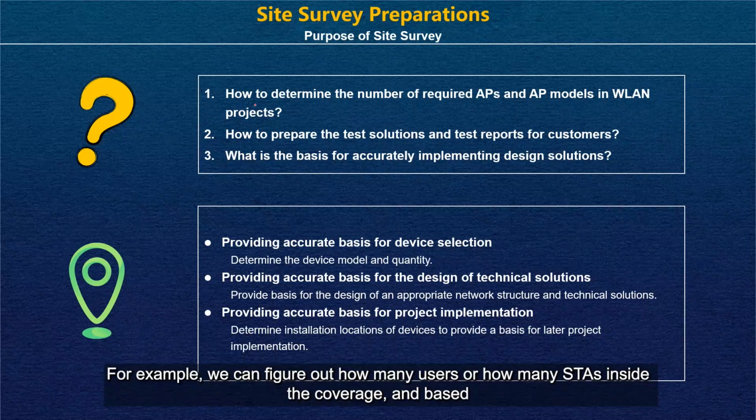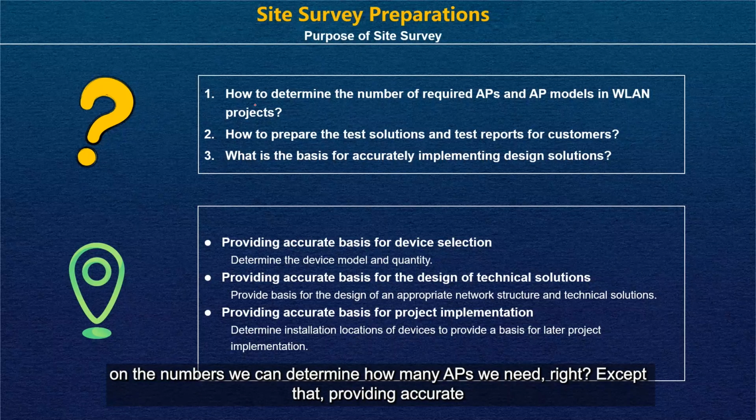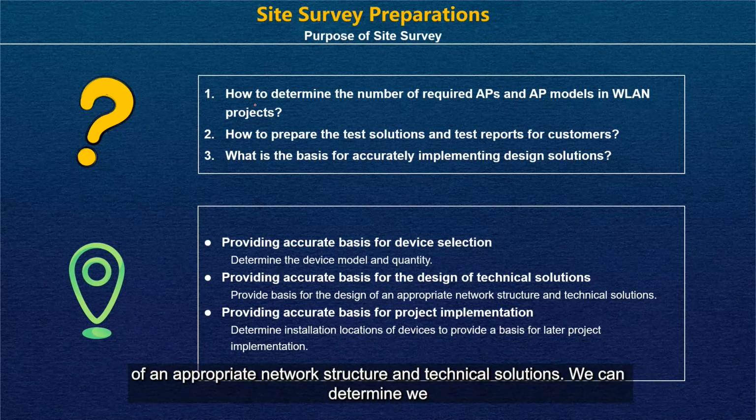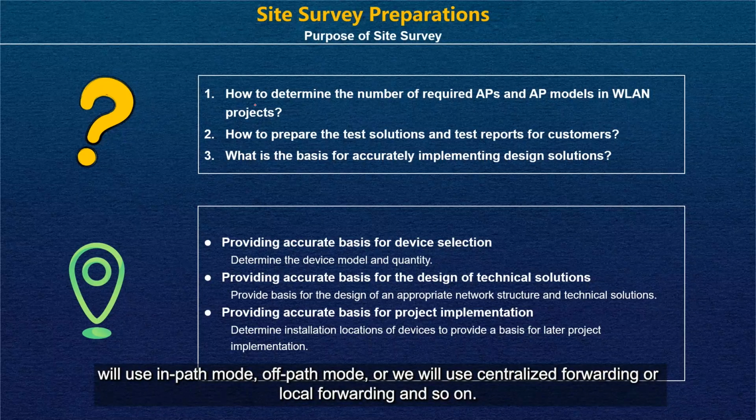For example, we can figure out how many users or how many STAs inside the coverage. And based on the numbers, we can determine how many APs we need, right? Except that, providing accurate base for the design of technical solutions. For example, provide the base for the design of an appropriate network structure and technical solutions. We can determine we will use in-path mode, off-path mode, or we will use centralized forwarding or local forwarding, and so on.